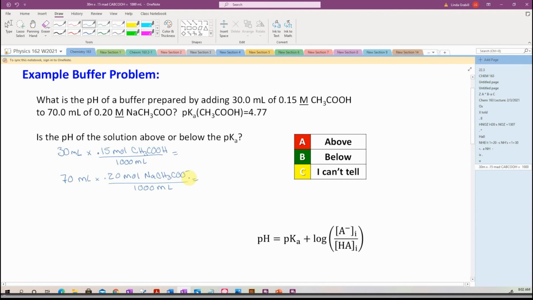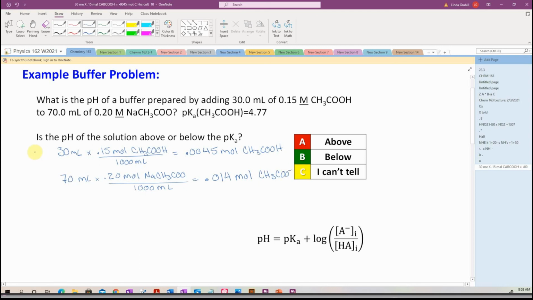So what do I have? 30 divided by 1,000 times 0.15. So this gives me 0.0045 moles of acetic acid, CH3COOH, and 70 divided by 1,000 times 0.2, 0.014. So I'm predicting then that because I have more of my conjugate base, I'm going to have a pH that's above the pKa. That's just my quick check. There shouldn't be a minus there if I included the sodium. CH3COO minus. All right, so now let's apply our Henderson-Hasselbalch.